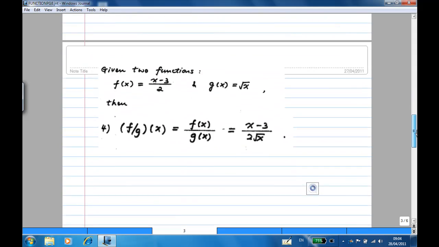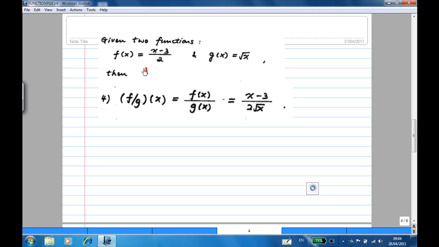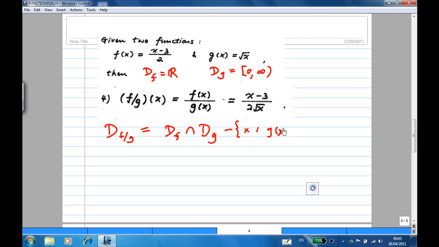Now let's look at the quotient. The domain of f is the set of all real numbers. The domain of g will be the interval from 0 to infinity. Now, the domain of f over g, this is the quotient now, is the domain of f intersect with the domain of g, but you also exclude the point x where g of x equals 0 because you cannot divide by 0.